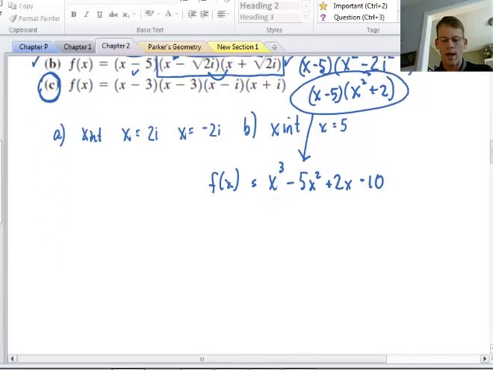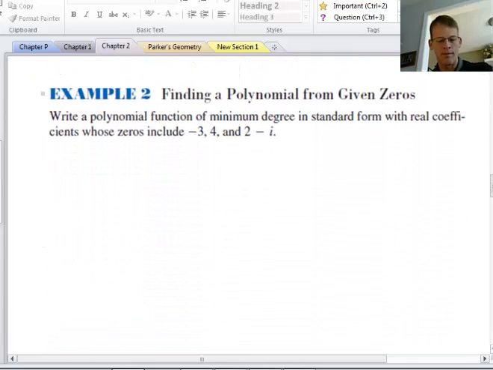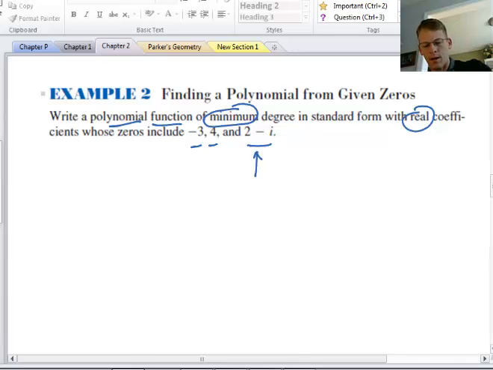So the last type of problem I want to show you how to do is what happens if we give you roots of a polynomial, and we say find the polynomial function of minimum degree. With these, they have to have real coefficients, whose zeros include -3, 4, and 2 minus i. So this is kind of a trick question, because at this point you're supposed to notice that that's a complex root, and if you have a complex root, in order to make a polynomial, you need its complex conjugate to be in there as well.